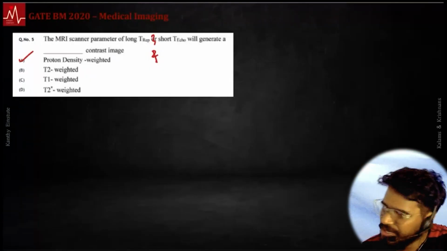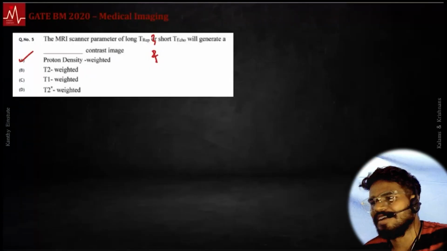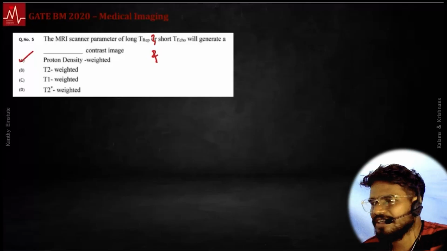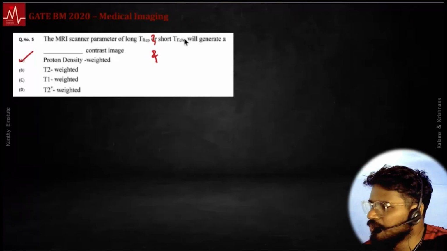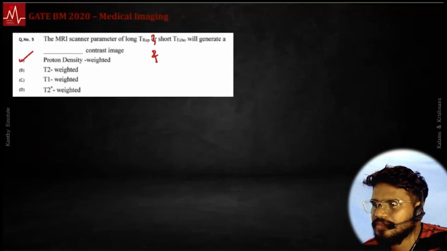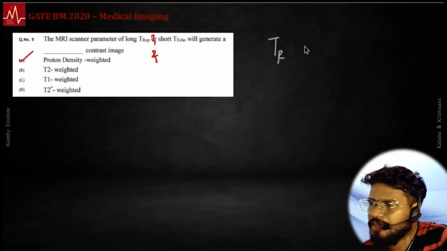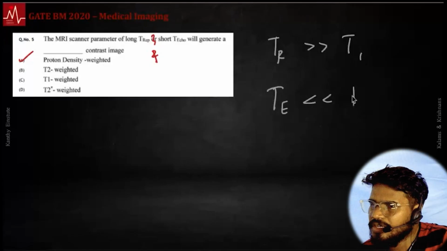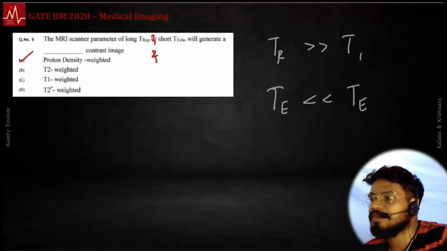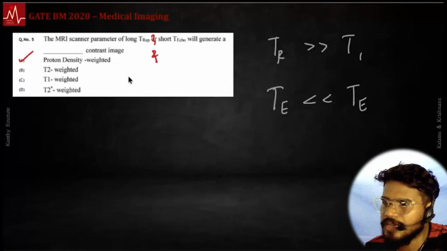We compare it to TR: TR is much greater than T1, and then T echo is much less than T2, right? Only that makes sense. Technically, this has to be repetition time as TR and then echo time as TE. Yeah, this statement makes sense. It's the reason the 2024 paper had this language.